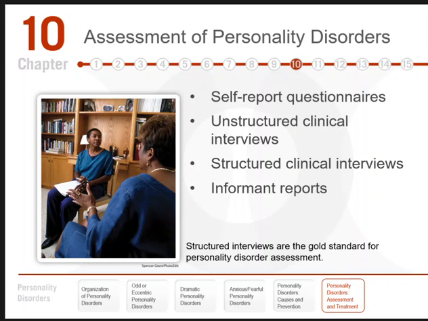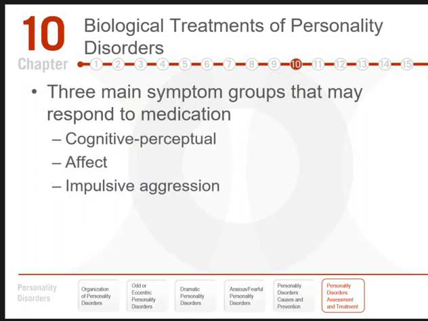This is the way they test for it. We use unstructured clinical interviews, self-report questionnaires, structured clinical interviews, and informant reports. We listen to other people about the person's behavior. Some do respond to medications if they have cognitive perceptual problems or affect, emotional problems, and impulsive aggression. There is medication that can help with those.